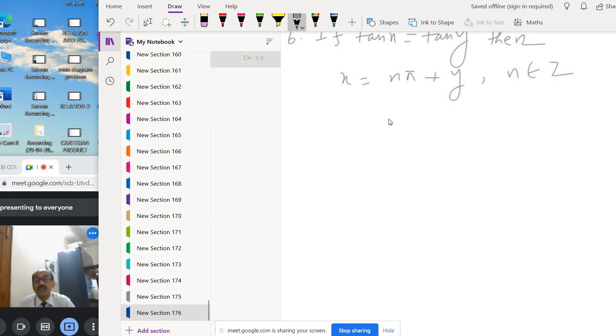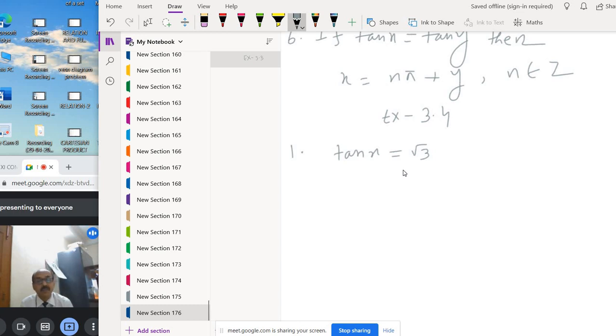Exercise 3.4. First question: tan x equal to root 3. So principal solution first find, then general solution. So tan x equal to root 3. So we know root 3 means tan 60 degree. Tan 60 is root 3, and tan x equal to root 3.